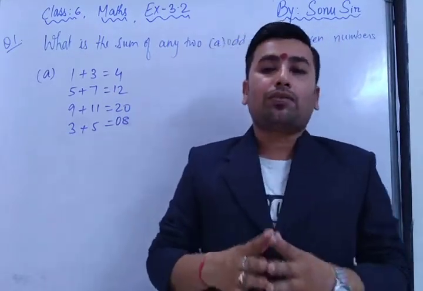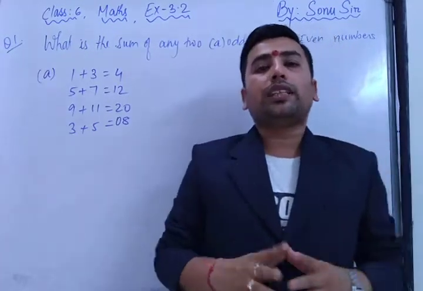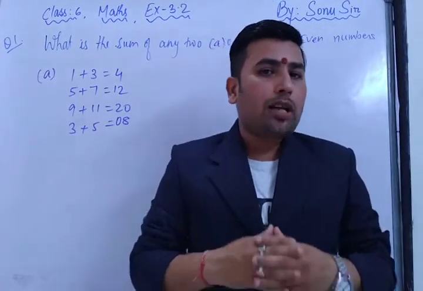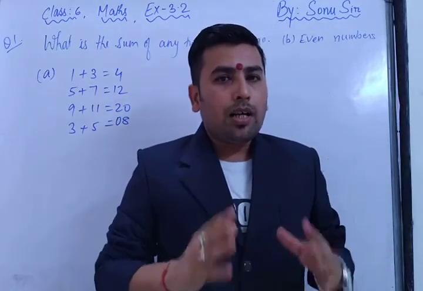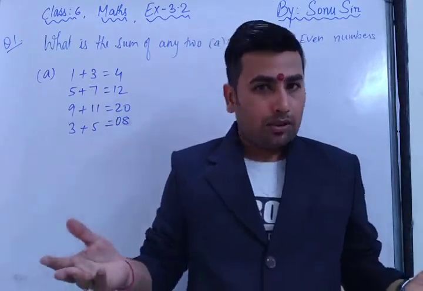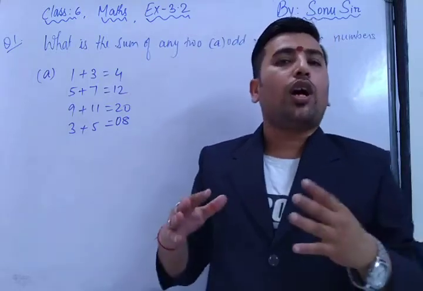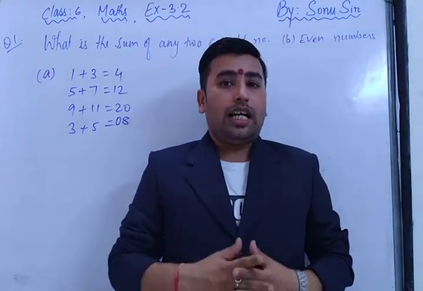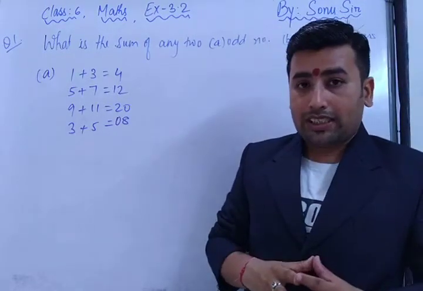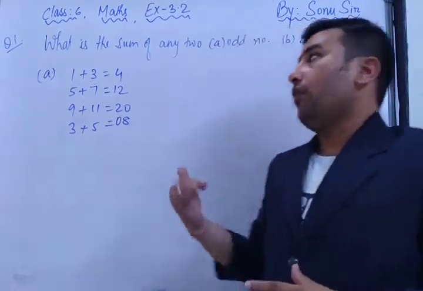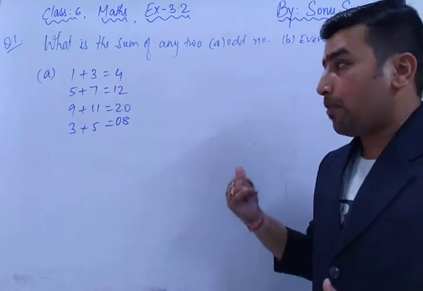In this exercise, first of all, we must know two things, that is odd number and even number. Can you tell me what is odd number? I hope all of you know also. A number which can't be divided by 2, which is not divisible by 2, is called an odd number. And a number which is divisible by 2 is called an even number. So I hope all of you know about odd numbers and even numbers, because our first question is related to odd numbers and even numbers only.